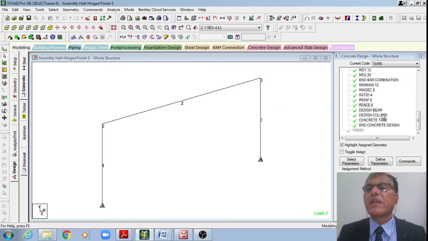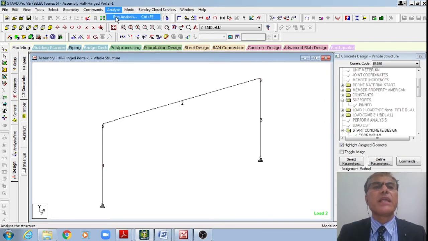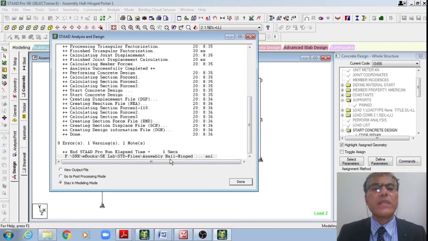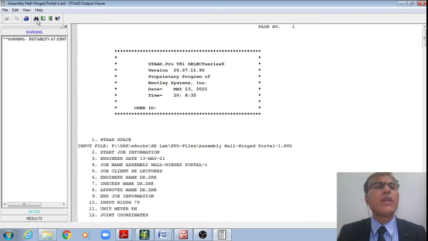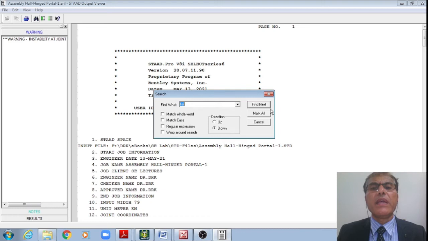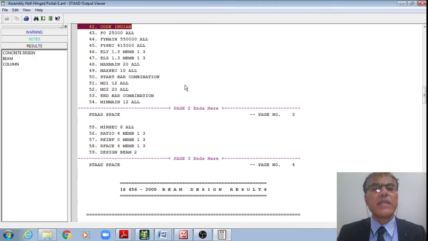Once I define all these, now I'll say design this beam as well as these two columns also. Now let me quickly analyze. I'm just clicking this analysis, student. Just now you can see that in just one second I got the output. Therefore, now let me check whether any failed members are there. No, it is saying no. Is any column failing? No. Once I see no member is failing, now I'll go to the concrete designs.